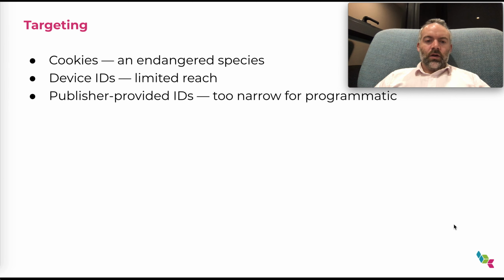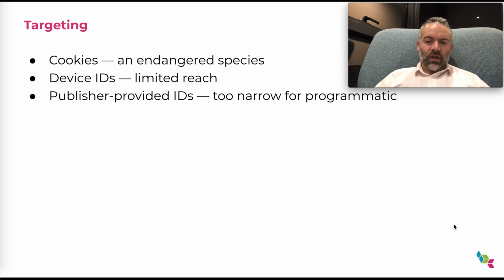If a publisher knows about their users, they can use publisher-provided IDs for targeting. This can be helpful if a publisher is able to augment their user database with some data about them and sell that as part of their inventory. But it's still too narrow for broad programmatic use cases, particularly where an advertiser wants to do things like retargeting.